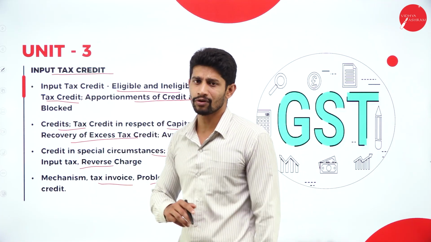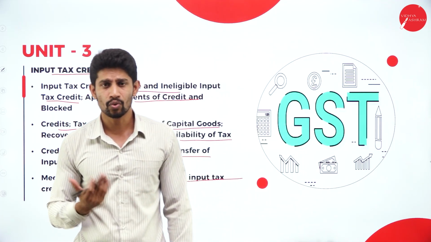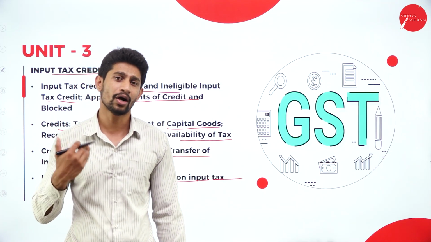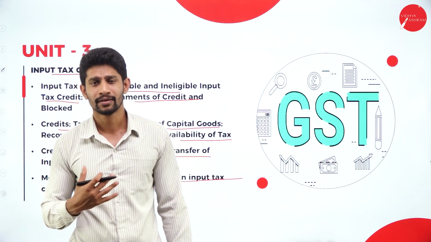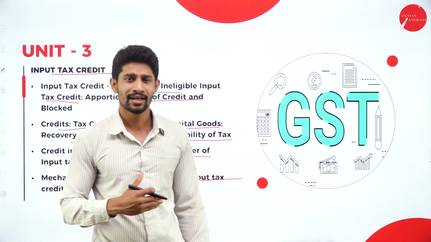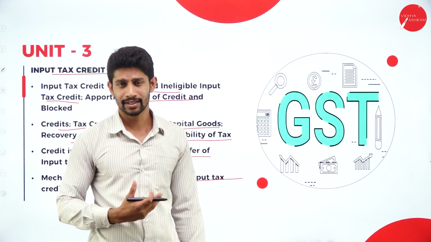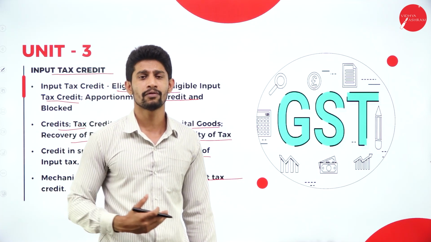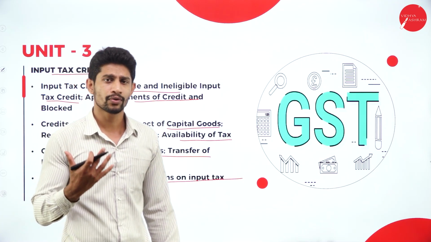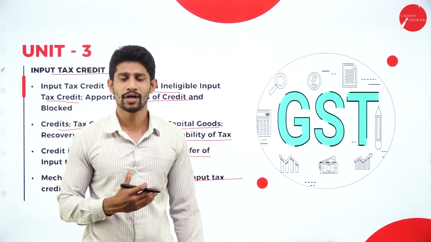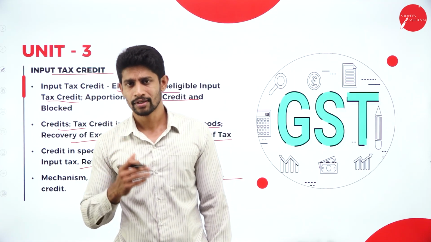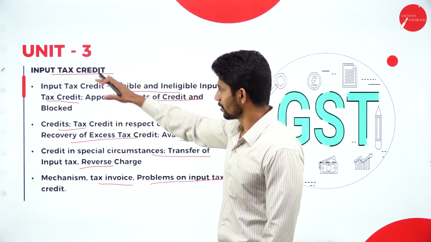So in unit number 3 you will be mainly studying about what is input tax credit, who are all eligible to claim input tax credit, who are all not eligible to claim input tax credit, and how to distribute this input tax credit to the business entities, and who will get this input tax credit. And about that we are going to solve a few problems with respect to input tax credit. And we are also going to study about what is a tax invoice, and what all the elements will be there in the tax invoice. So this we study in unit number 3.